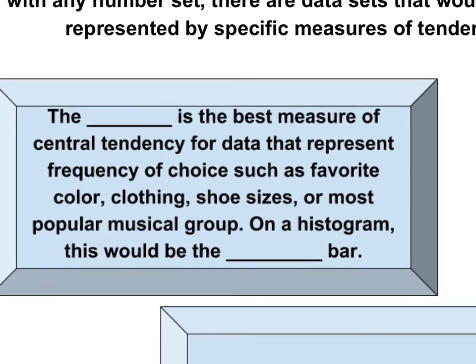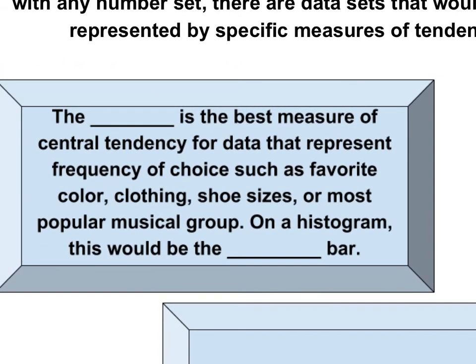So this first box says, the blank is the best measure of central tendency for data that represents frequency of choice, such as favorite color, clothing, shoe size, or most popular music group. On a histogram, this would be the blank bar. So the answer to this one is mode. The mode is the best measure of central tendency when we're talking about representing choice. And on a histogram, this is going to be the highest bar.